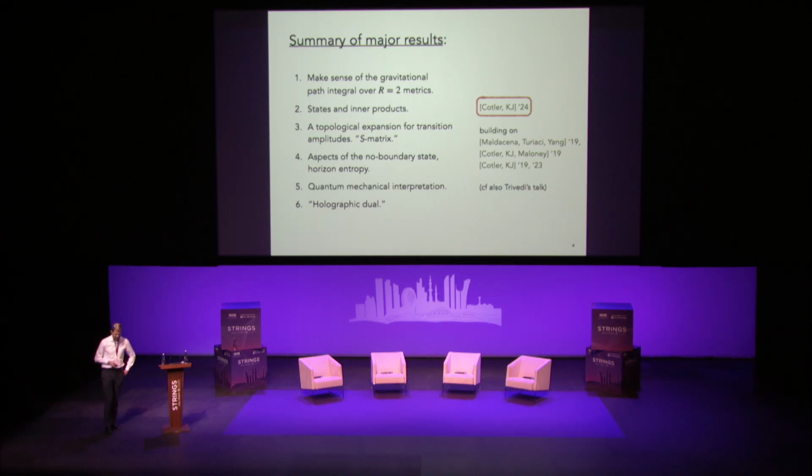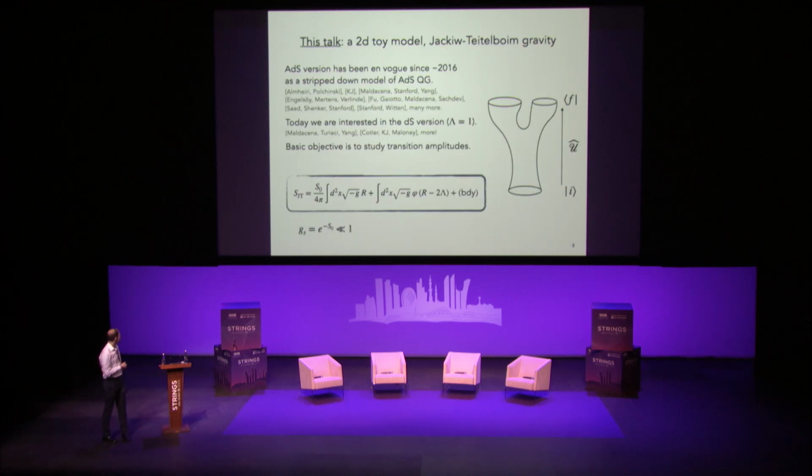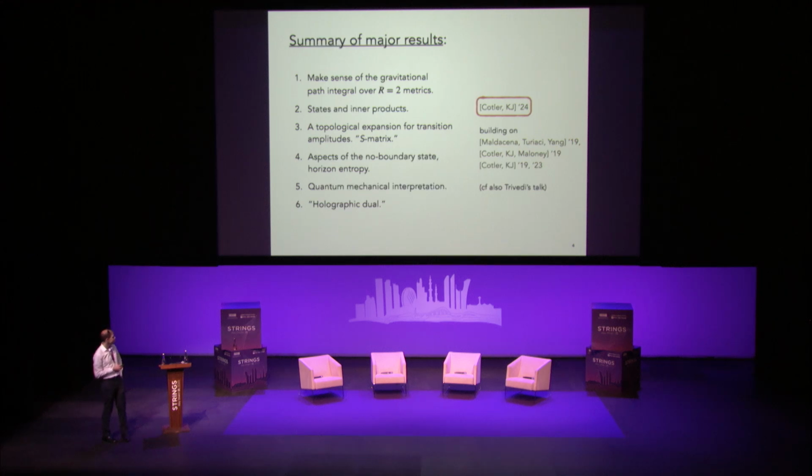And to do that, we have to make sense of the gravitational path integral in this context. So we have to make sense of a sum over R equals 2 metrics, which I'll discuss in some detail. And a line that will take us from beginning to end is to think about all the operations that we're doing in terms of the quantum mechanics that's being described. I'll also comment at the end in what sense what we find is consistent with there being a holographic dual, albeit with scare quotes that I'll explain then.